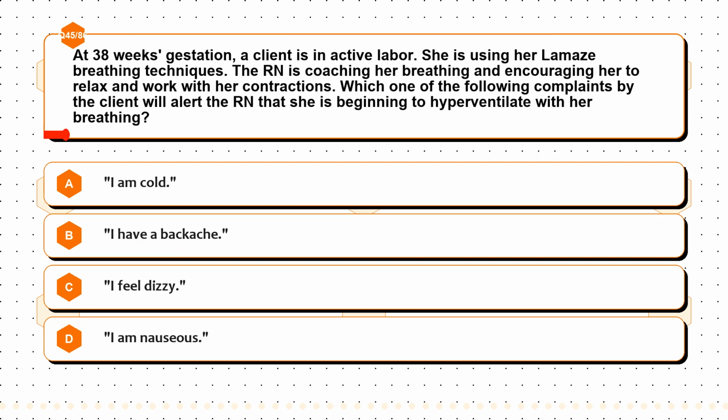Question 45. At 38 weeks gestation, a client is in active labor. She is using her Lamaze breathing techniques. The RN is coaching her breathing and encouraging her to relax and work with her contractions. Which one of the following complaints by the client will alert the RN that she is beginning to hyperventilate with her breathing? Here are the options. Option A, I am cold. Option B, I have a backache. Option C, I feel dizzy. Option D, I am nauseous.